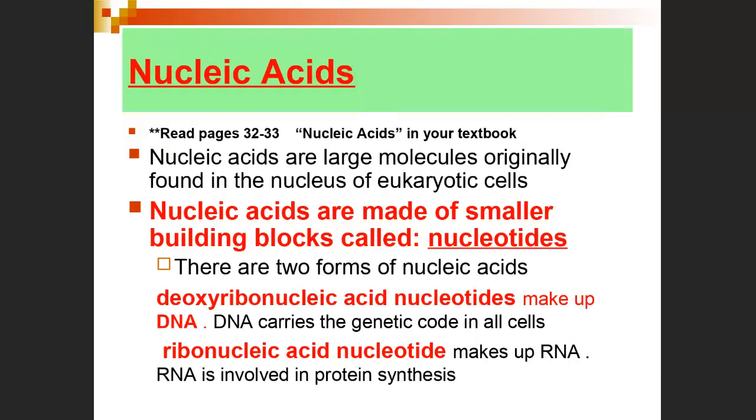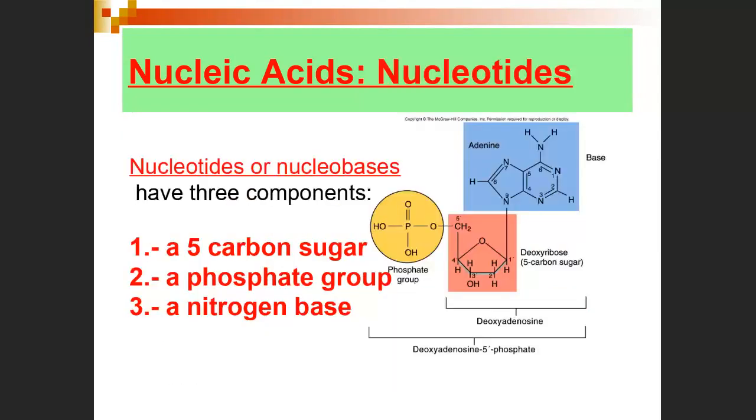The next molecule we look at are nucleic acids, and these are going to have their own chapter. Chapter 7 is going to be just on nucleic acids, so we're not going to spend too much time on them. First thing is to know the building blocks, which are called nucleotides, and to know there are 2 types of nucleic acids, the DNA and RNA. Nucleic acids are made of nucleotide components.